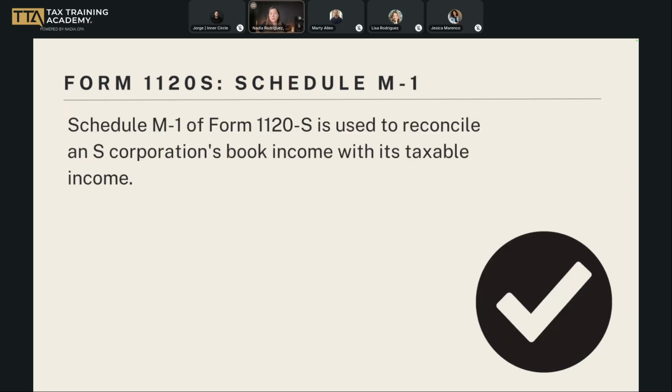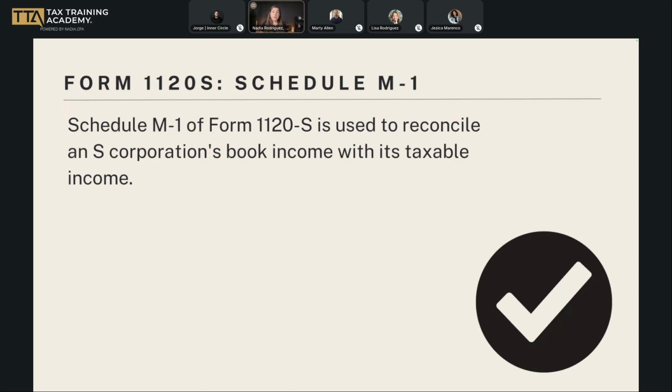On the 1120S, we also have Schedule M1, which is a reconciliation of book income to tax income. Because again, the profit and loss statement is going to show me an amount of income, which is book income or a book loss, but it's not going to be the same as taxable income or taxable loss, because tax law is very different from accounting principles.